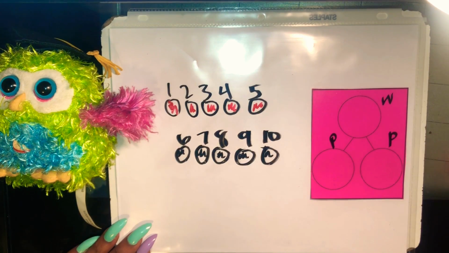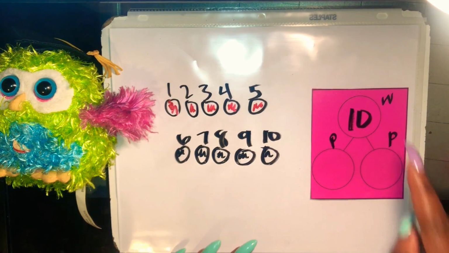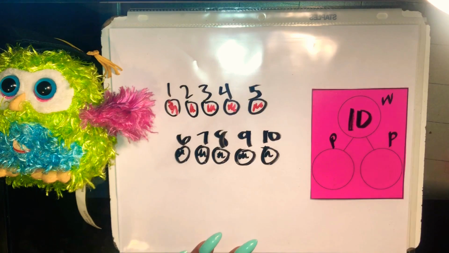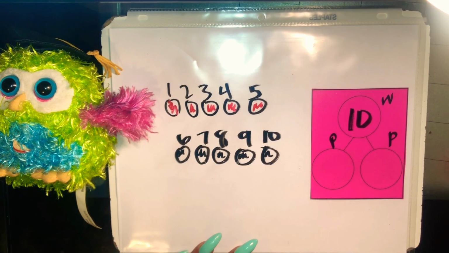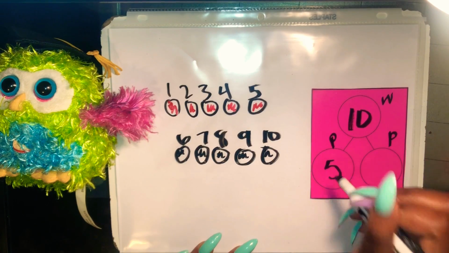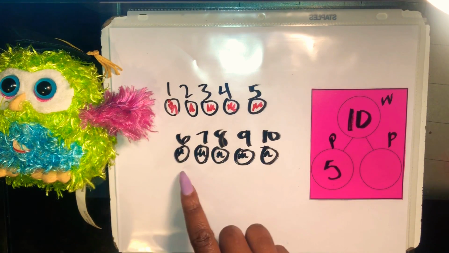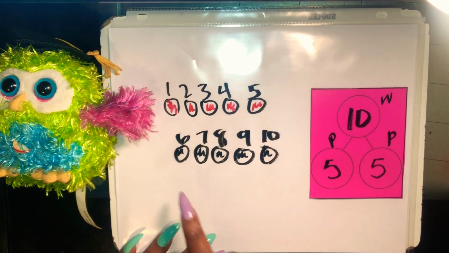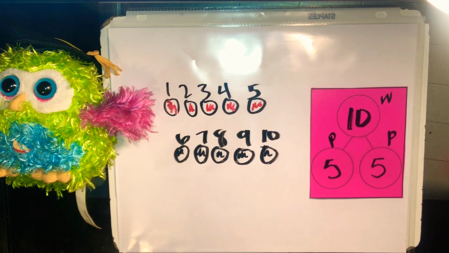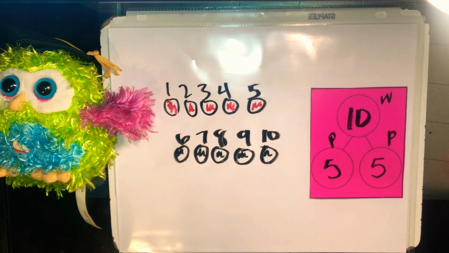Now let's use our number bond. How many do I have all together? If you said 10, you were right. All together, I have 10. So I'm going to put the 10 in my whole. Now, how many do I have in my parts? I have 5 because I have 5 colored red. Now, how many do I have in my other part? I have 5 because I have 5 colored black. And that lets me know that 5 plus 5 equals 10.